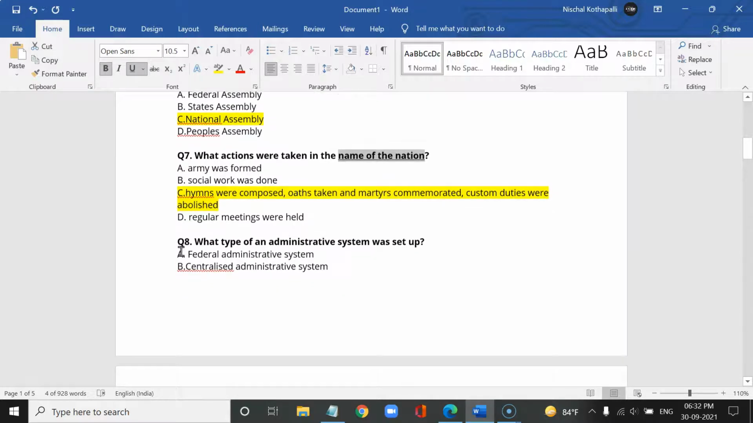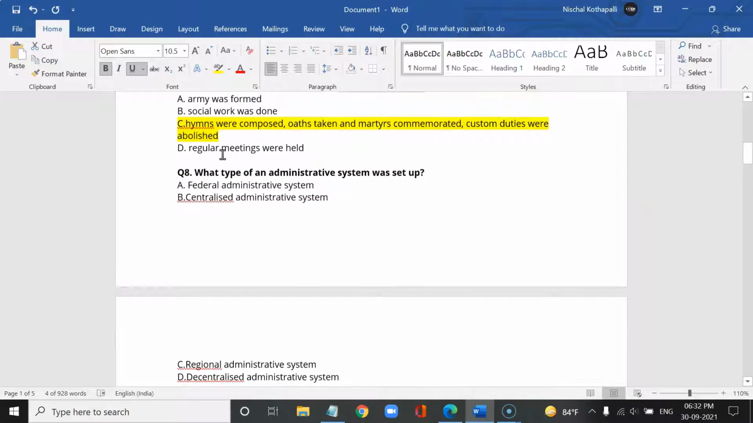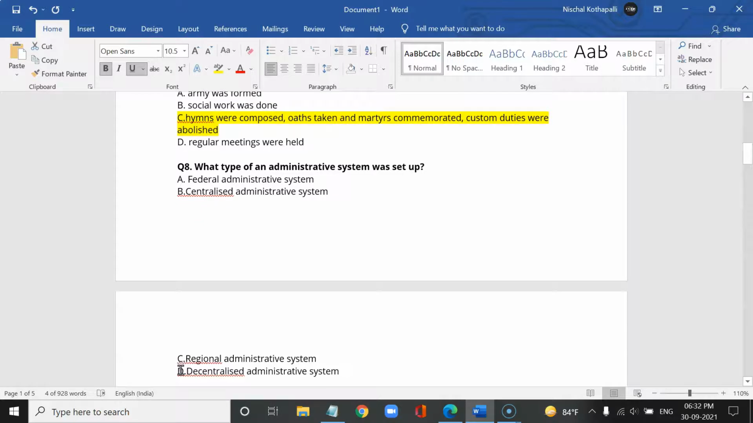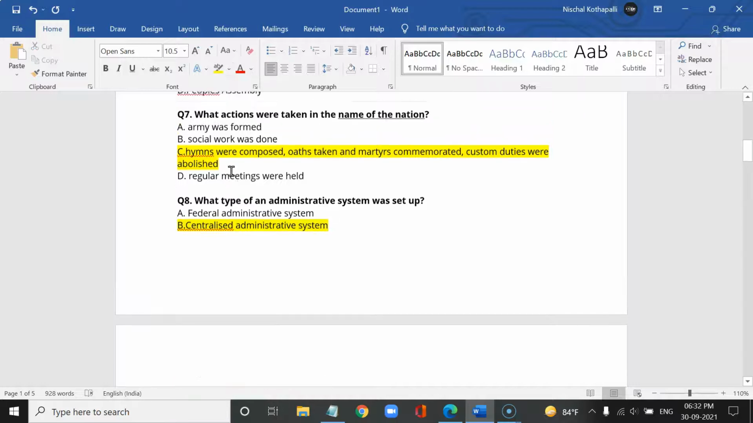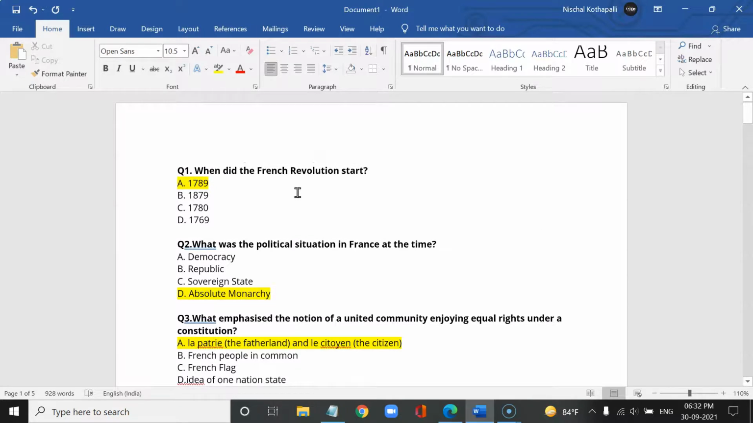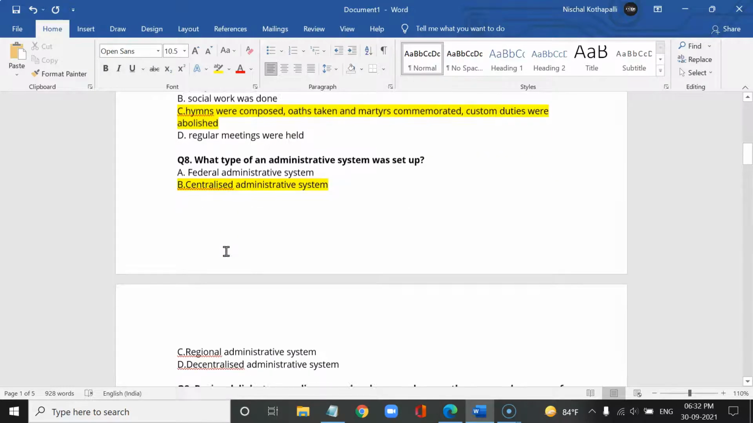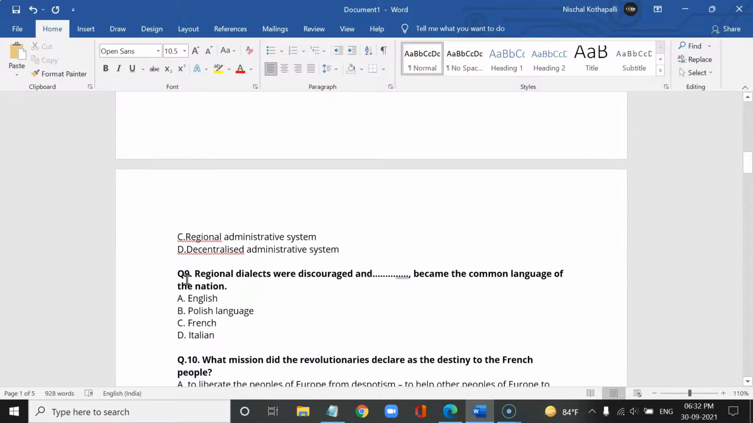Next question. What type of administrative system was set up? Federal, centralized, regional, or decentralized? Federalism didn't exist at that time, and the regional administrative system was what existed before the nation state was formed. It wasn't decentralized yet, so the answer is centralized administrative system. To help you out, I'll tell you where you can find the answer in the textbook to each of these questions. This would be in section 1 about the French Revolution, all of these questions. And this is in the next page, about Napoleon's reforms.